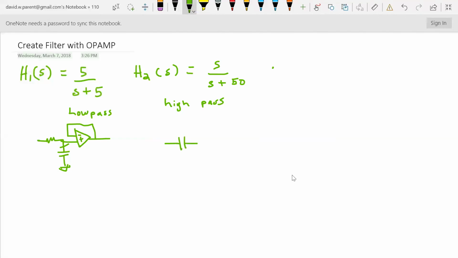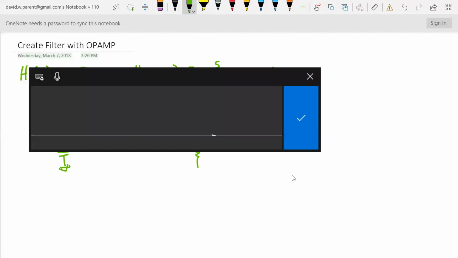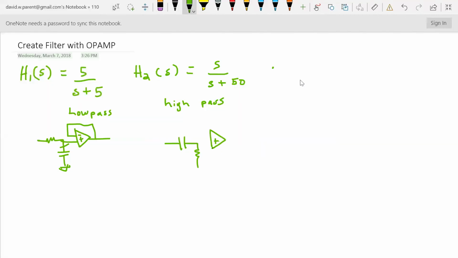And so these are just my go-to structures for filters. I mean, it's really useful.